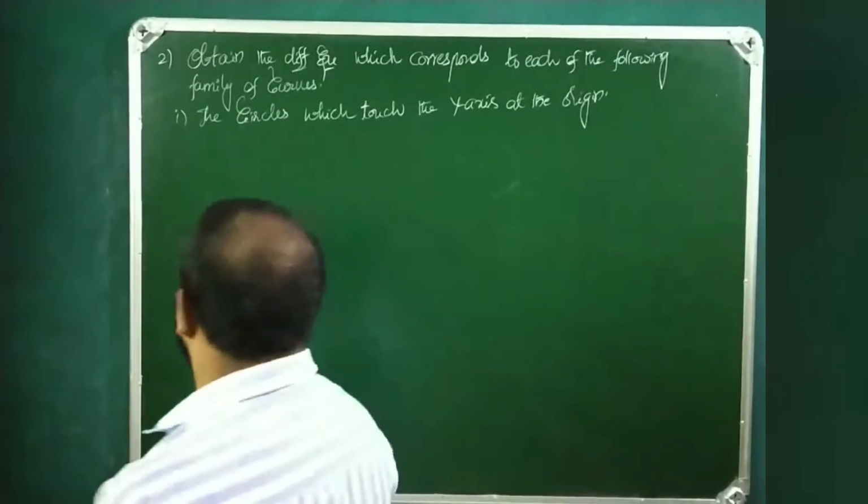Y square equals 4ax, where this 4a is the length of the latus rectum. Now consider the parabola having its focus at the origin. So the same parabola, I am writing it again. This time the focus is at the origin.